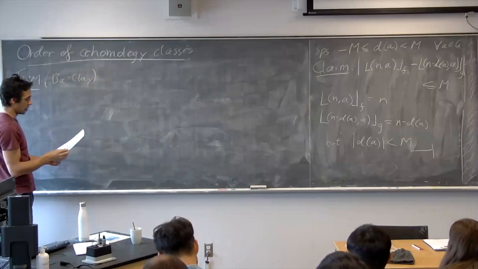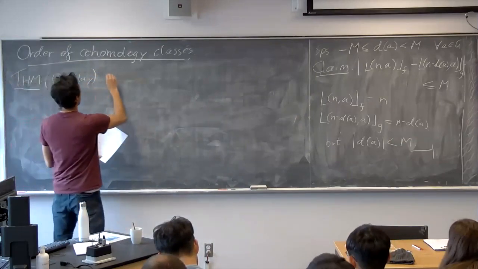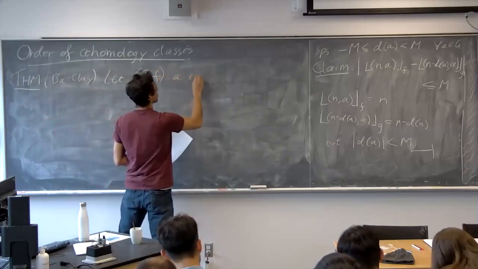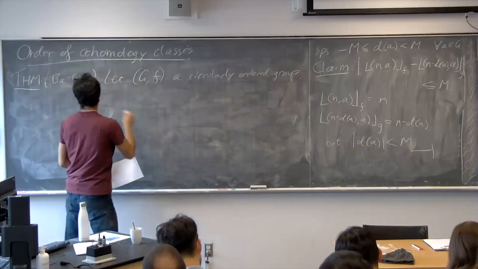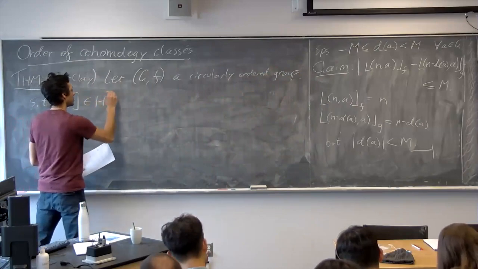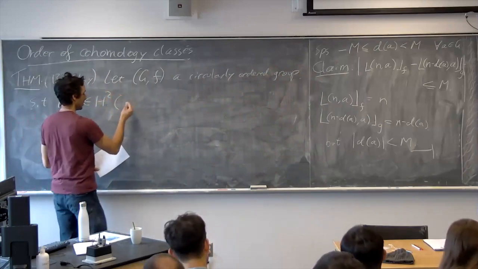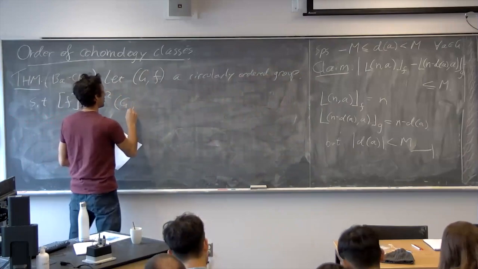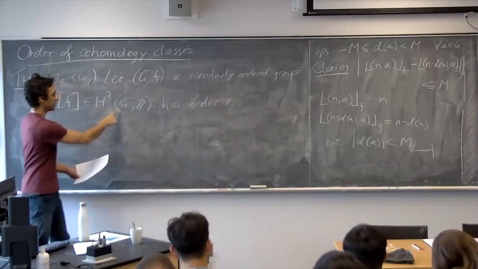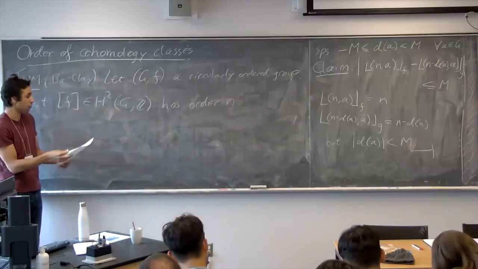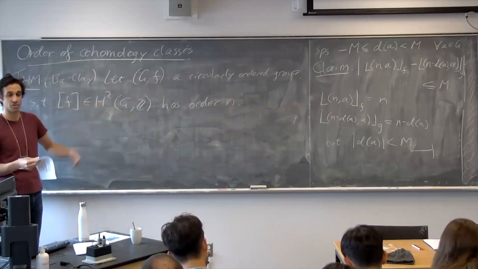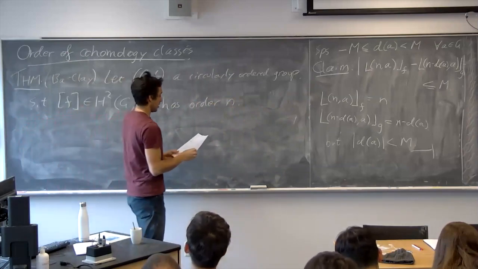Okay, so let's write it down. Suppose you have a group. Let G be a circularly ordered group such that its cocycle F, in H upper 2, not bounded, has order n. This is an abelian group, so you can talk about the order of some element. It just means n times F is the trivial cohomology class. Okay, has order n.